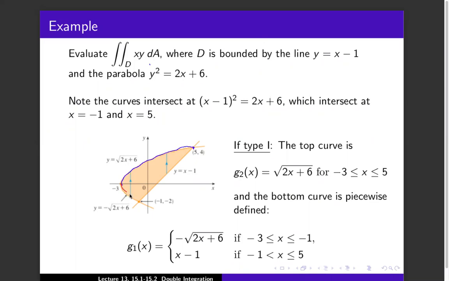The bottom curve in this case, you can define the bottom curve as well, but the bottom curve is piecewise defined. So the bottom curve is negative root 2x plus 6 for values of x between -3 and -1. But at x equals -1, it changes to this line and becomes y equals x minus 1. So can you do this? Yes, but it's going to be a little annoying because of this sharp corner here. Let's see if we can make this a type 2 region instead.